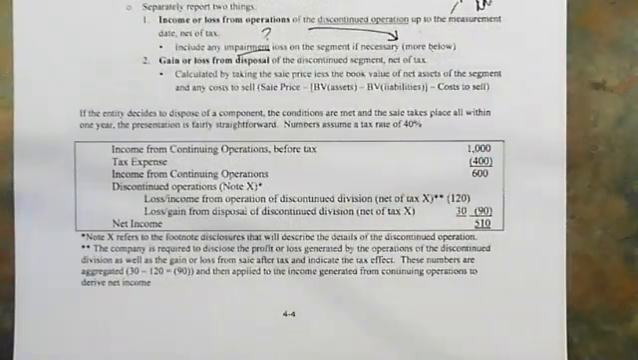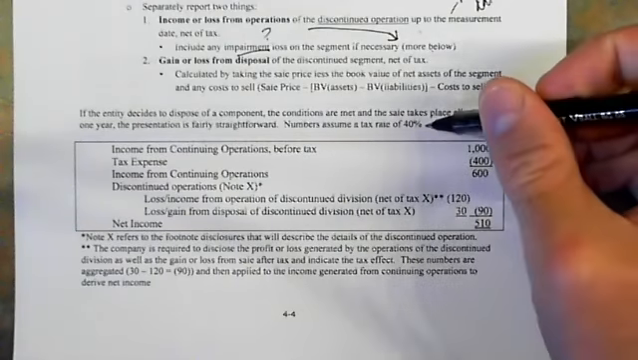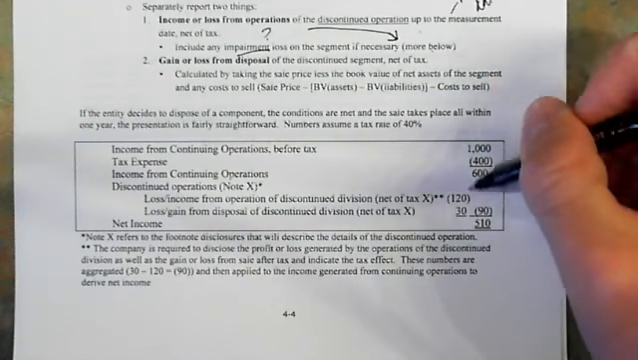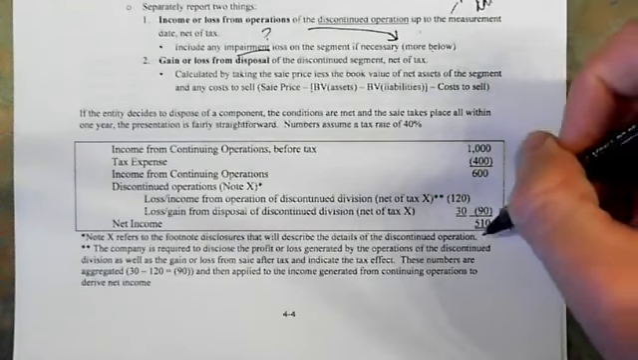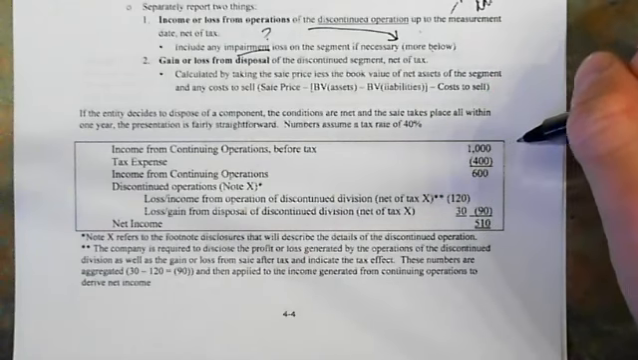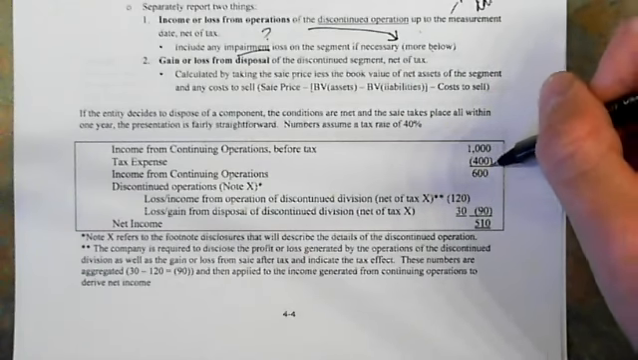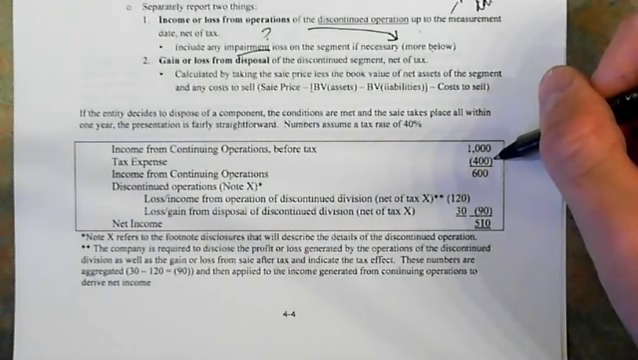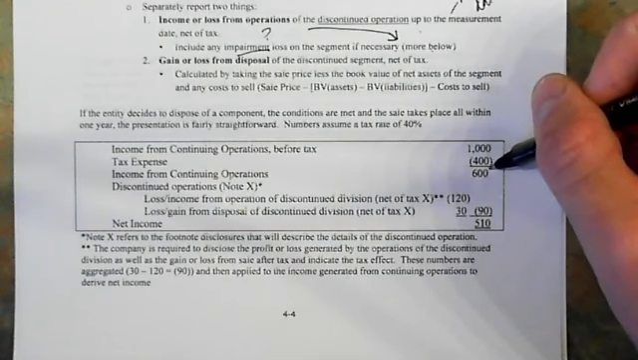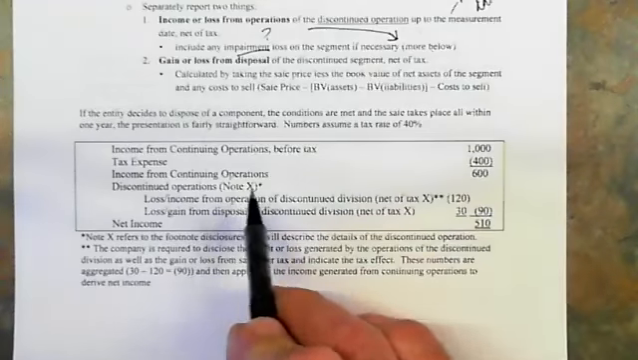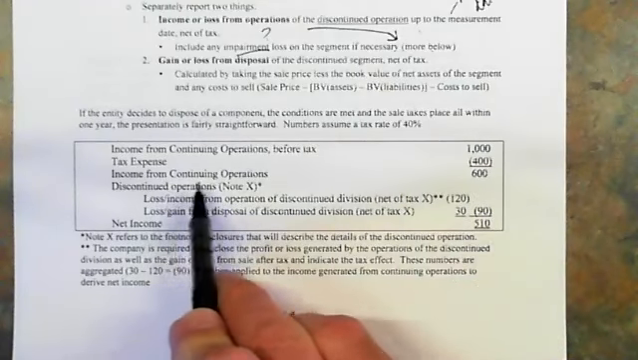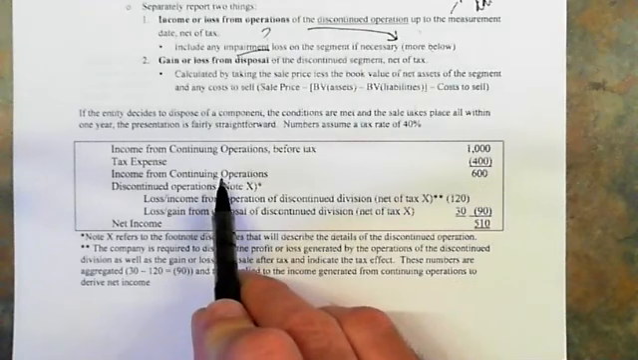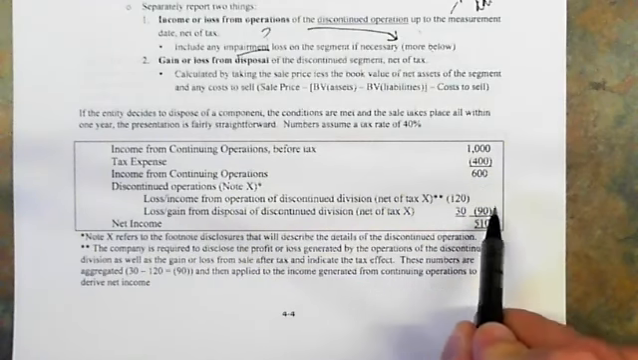Let's look at the formatting. If we decide to dispose of a component, say that the conditions are met and the sale takes place all within 1 year, that simplifies the reporting. Now, these numbers are assuming a tax rate of 40%. I just put in some numbers. I just pulled them out of the air. No reference to anything here. $1,000, a 40% tax rate on $1,000 would be $400. So we have income from continuing operations of $600. Note this is not net income. If you have a discontinued operation, net income comes after the discontinued effect.